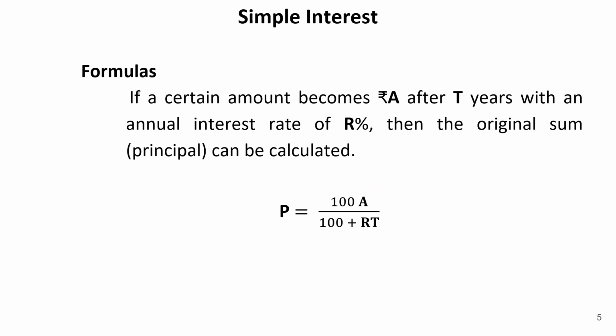The formula to calculate the principal amount is P = 100 × A / (100 + R × T). The interest rate is R% per annum, and the original sum, that is the principal, can be calculated via this formula, where T is in years.